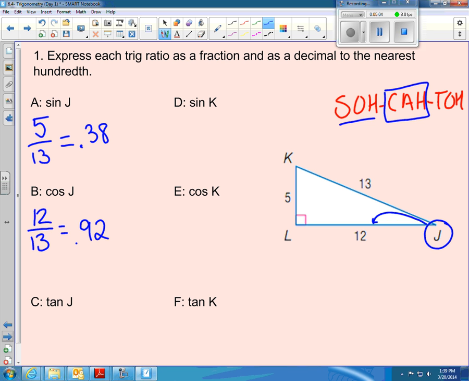All right, tangent is going to give us the opposite. That opposite we said was 5 over our adjacent, which we just talked about, is 12. So 5 divided by 12 gives us 0.42.